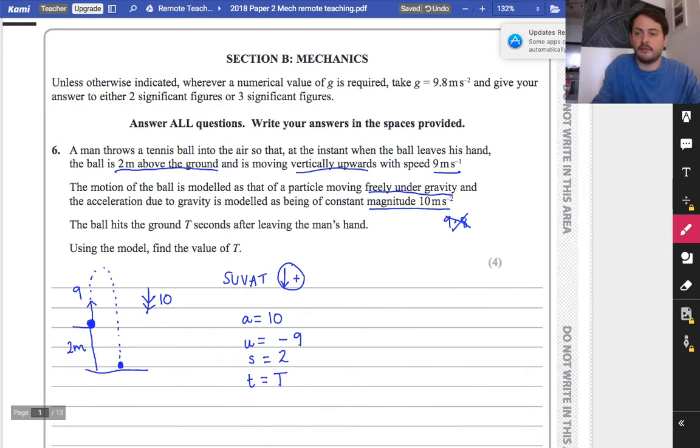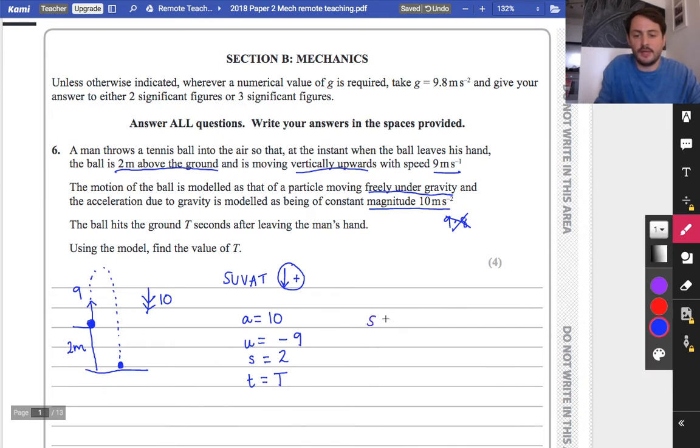That must mean that I've got, let's actually do it with our formula, s equals ut plus a half a t squared. And I'm just going to substitute everything in really carefully. So s is 2, and u is minus 9, and t is capital T, so that's minus 9t. And then I've got a half of 10, which is 5, and then I have t squared. So you can see here that I've got a quadratic, so I'm just going to rearrange it to have it equaling 0. So that's 5t squared minus 9t minus 2.